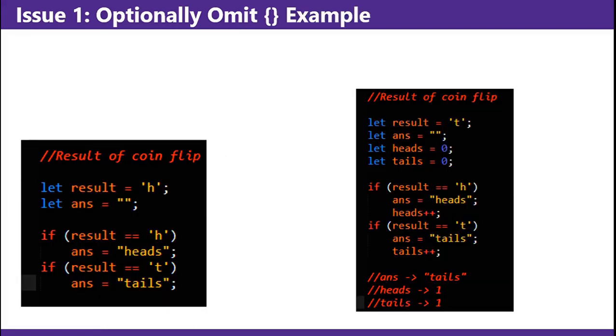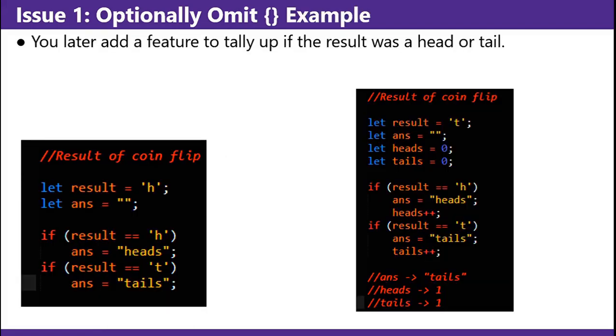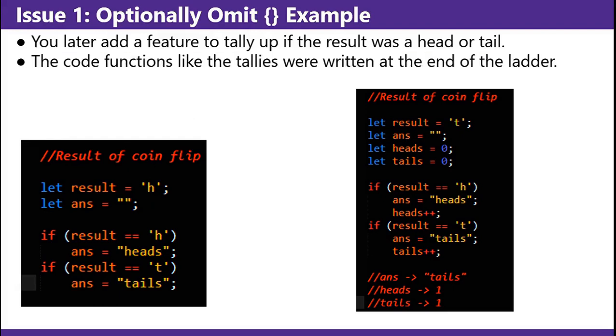An example. On the left, it's your coin flipping example again, and on the right, you add a tally that if you flip heads, you increment the heads value, and if you flip tails, you increment the tails value. This code on the right functions like the tallies were written at the end of the ladder, as regardless of what you flip, both values get incremented.